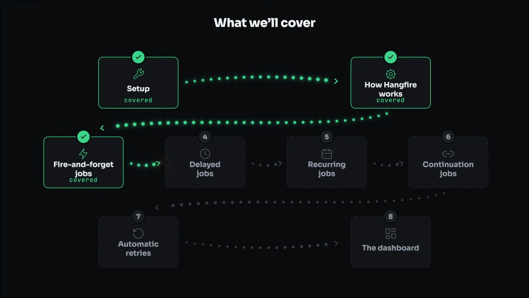Job type 2, delayed jobs. A delayed job is scheduled to run at a specific time in the future. Instead of executing immediately, Hangfire stores the job and waits until a set time before executing it. Delayed jobs are useful for reminders, follow-ups, and time-based workflows.